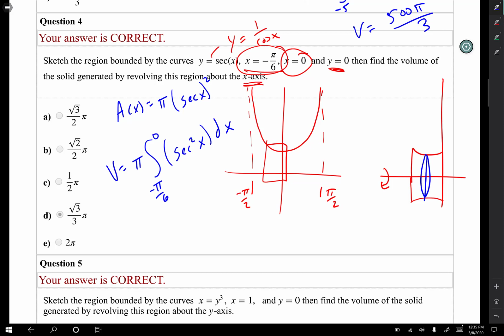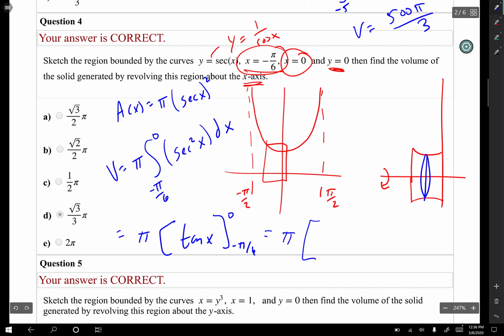So let's see if we can do this without a calculator, guys. Leave the pi on the outside. The antiderivative of secant squared is just tan, because the derivative of tan is secant squared. So tan x from negative pi over 6 to 0. And maybe you switch the limits here, or switch negative pi over 6 to the top and 0 to the bottom and put a negative in the front. I didn't do that, but maybe you do. Tan of 0 is 0 minus tan of negative pi over 6, which is going to be negative because pi over 6 is in quadrant 4 in the unit circle.